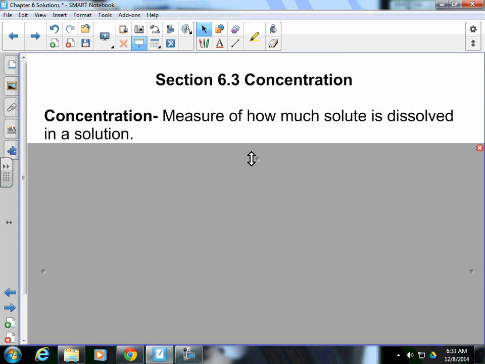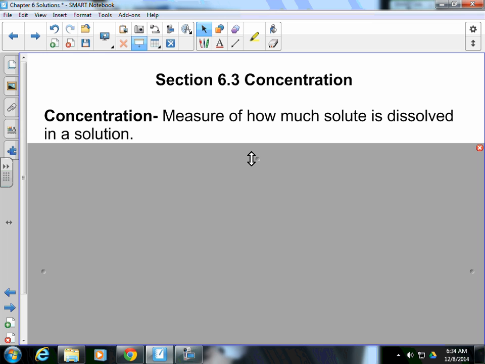Concentration is a measure of how much solute is dissolved in a solution. So how much is dissolved in a solution? Now, there are lots of ways to measure concentration. You might have heard about something like parts per million or parts per billion. This is an example of concentration.